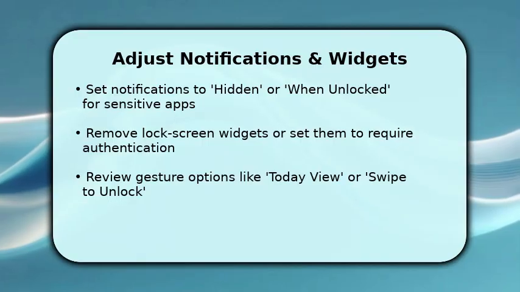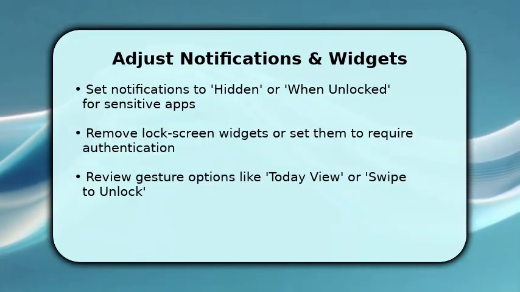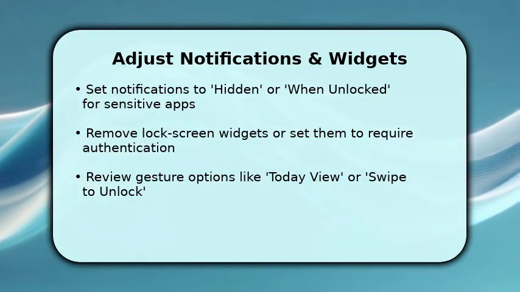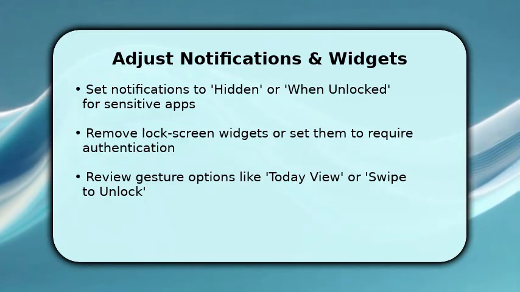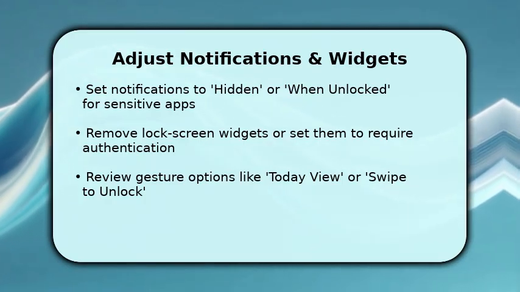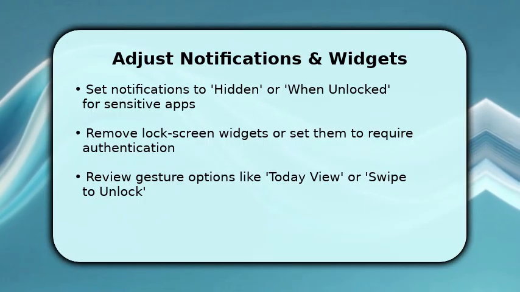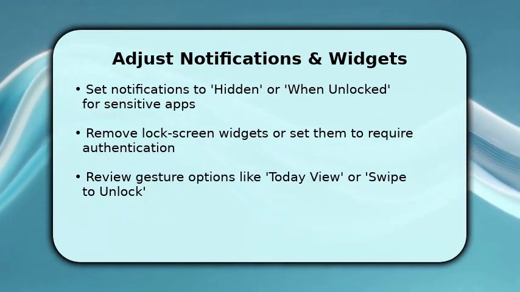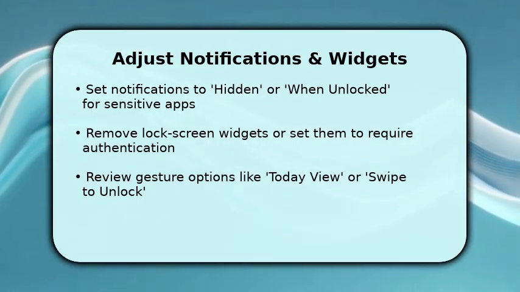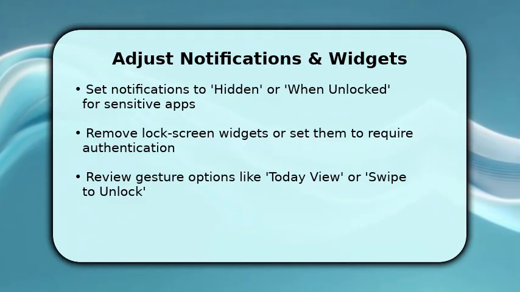Once done with basic toggles, change how notifications behave on the lock screen. You should set sensitive apps to show as hidden or only when unlocked so content won't cause scrolling. Next, remove or lock any widgets. Either delete them from the lock screen or require authentication to view.